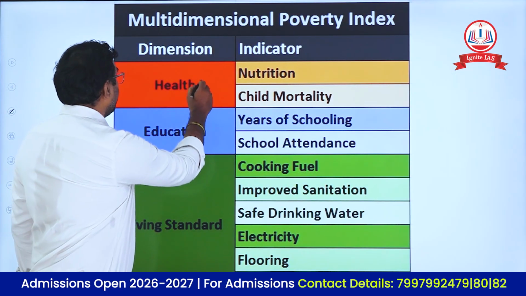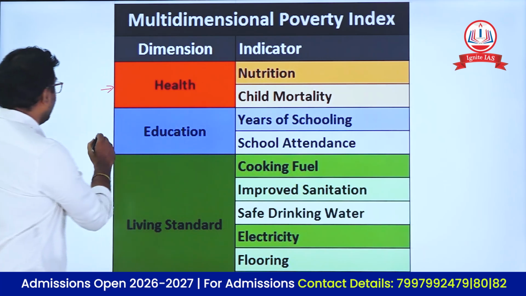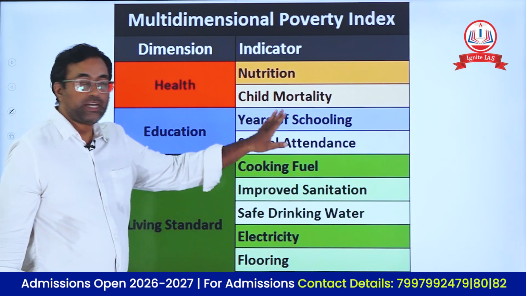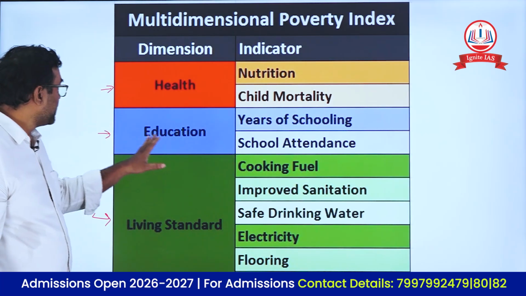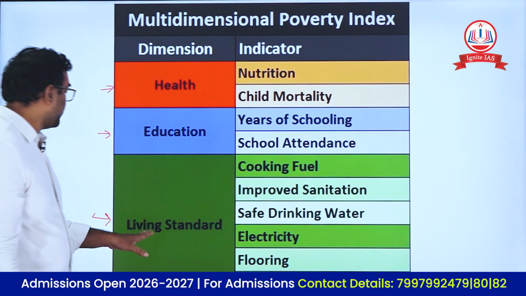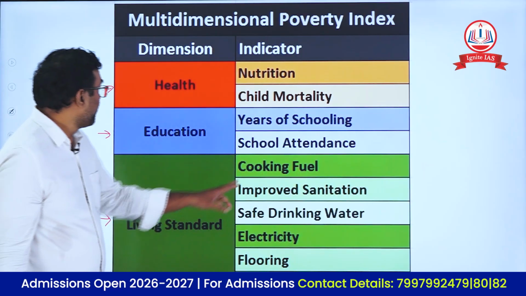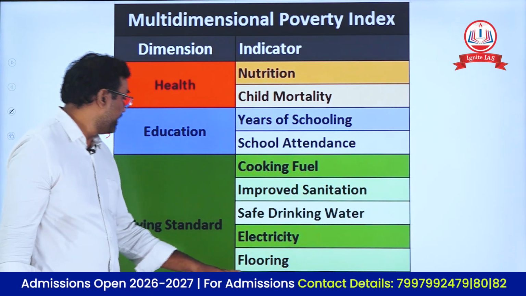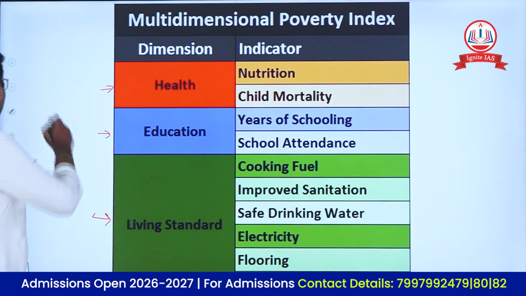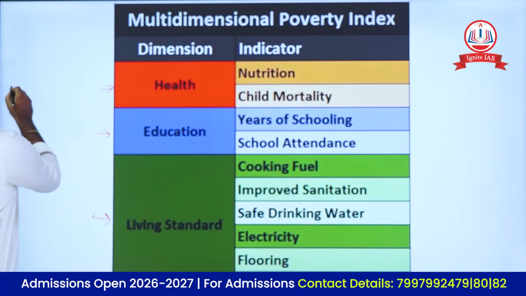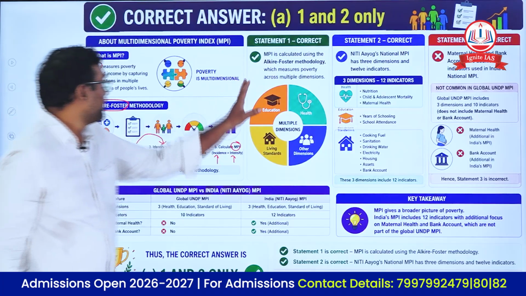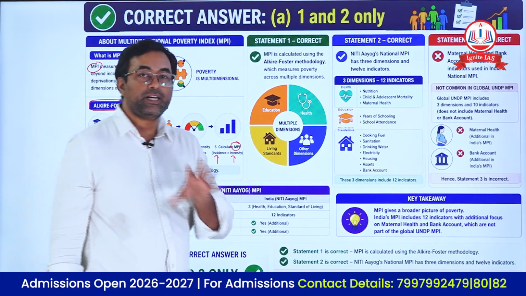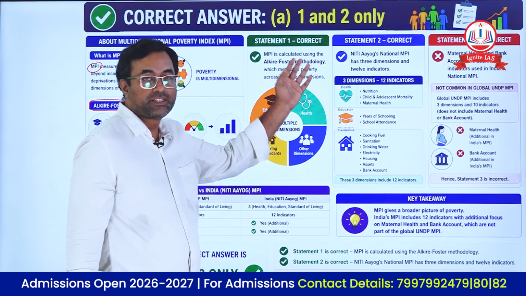One is related to health, the second is education, the third is living standards. In health, nutrition and child mortality are 2 parameters. In education, years of schooling and school attendance. And with respect to living standards, cooking fuel, improved sanitation, safe drinking water, electricity, flooring and asset ownership. So 10 indicators are there. These 10 indicators, based on the Alkire-Foster methodology, are taken by the UNDP to calculate the multidimensional poverty index. So that's the reason the first statement is correct.